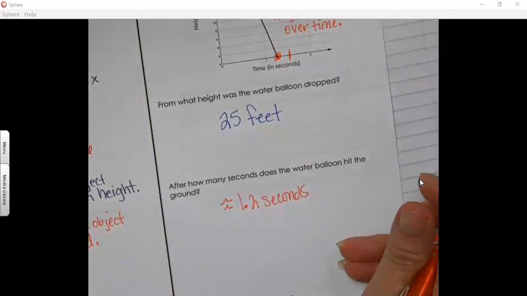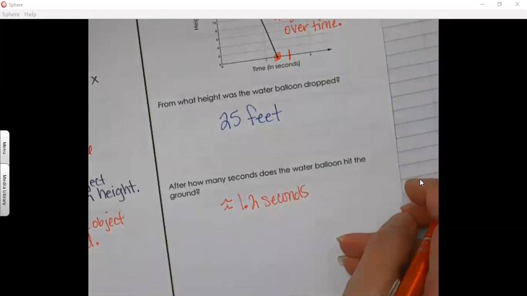At what time, it doesn't ask, but at what time was this water balloon at its maximum height? 0 seconds, right? And they didn't throw it up. It started at its maximum height and then it was dropped down. Okay, next page.